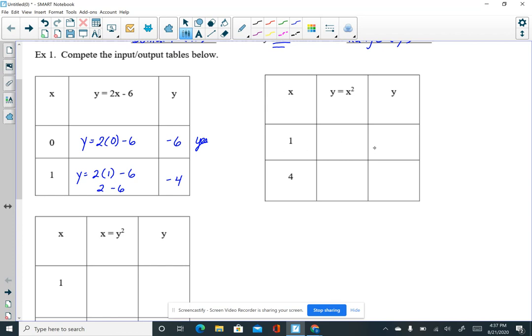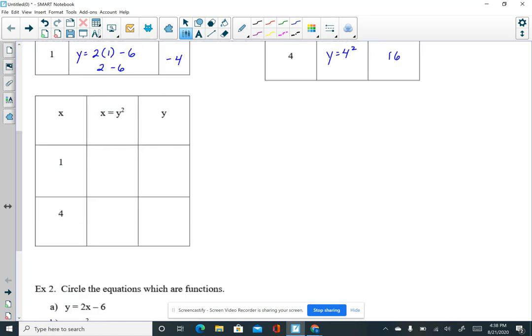All right, let's move on to the second table. This time we're looking at the equation y equals x squared. You chose 2 x values here of 1 and 4. So I look at y equals 1 squared, and of course we know 1 squared is just 1. The next one, y equals 4 squared, and so 4 squared equals 16. So here again, 1 x gives you exactly 1 y. The next x gives you exactly 1 y. So yes, this is also a function.